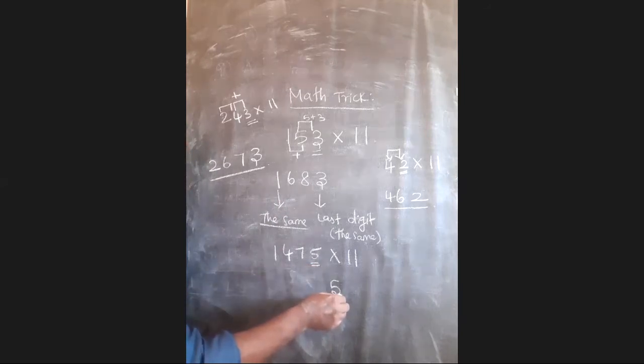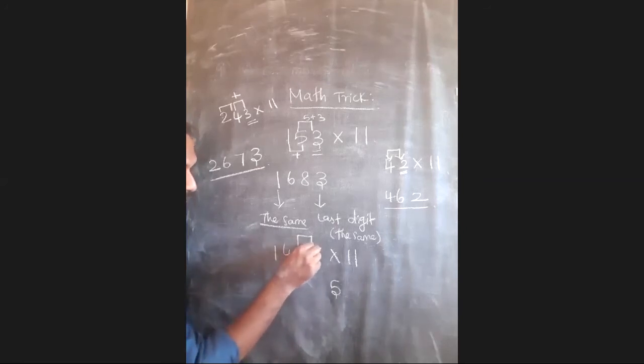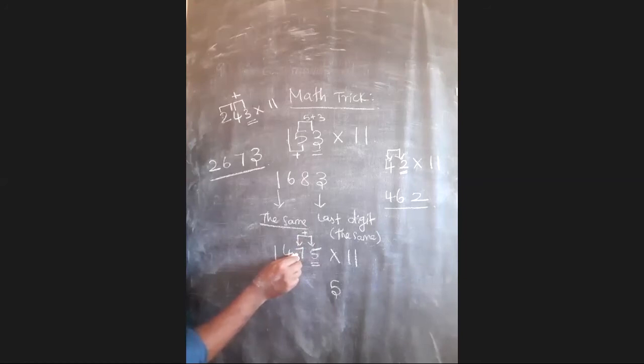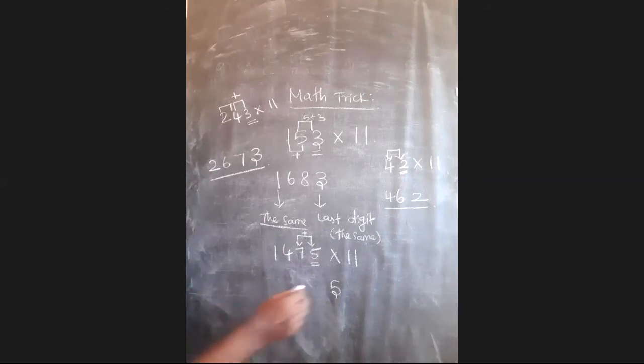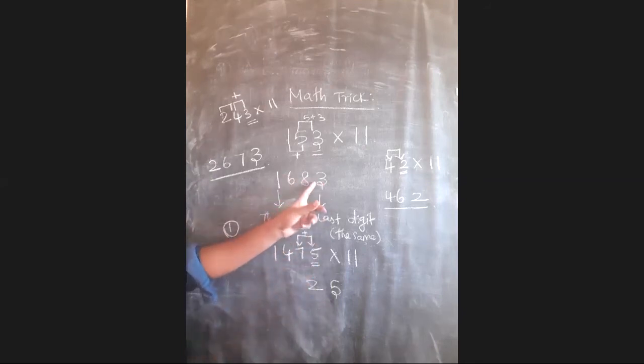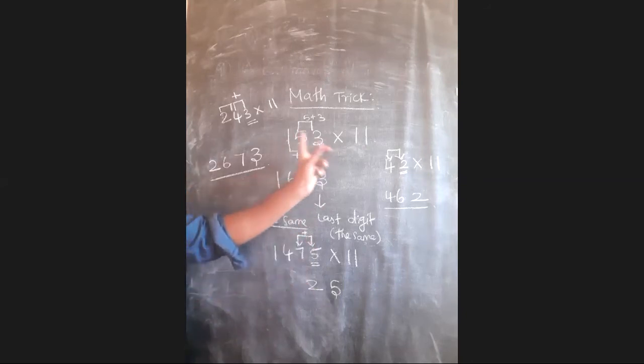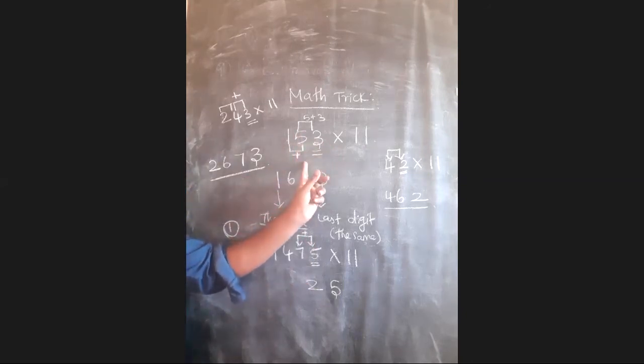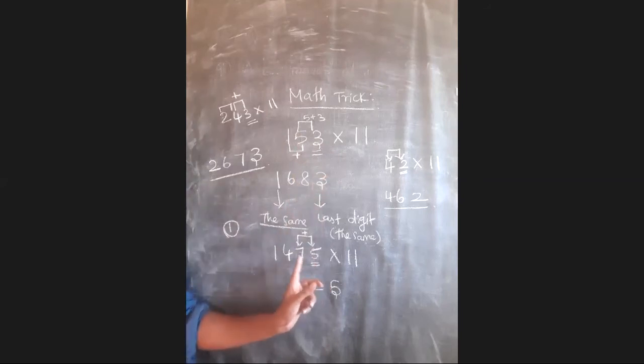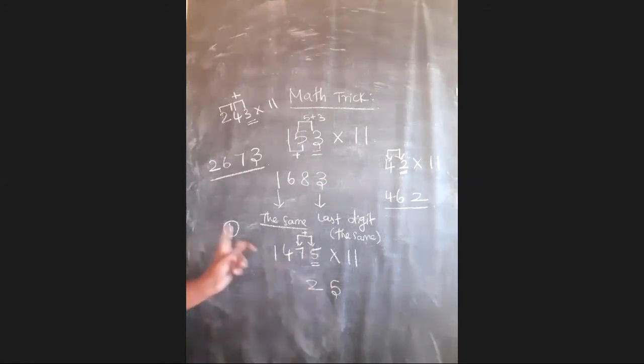After that, what is 7 plus 5? 7 plus 5, you will get 12. But we have to write only the unit digit of the answer, 2. Carry over 1. In the earlier questions, when we added 5 plus 3, we got only one digit as the answer. But here 7 plus 5 gives 12, so we write 2 and carry over 1.